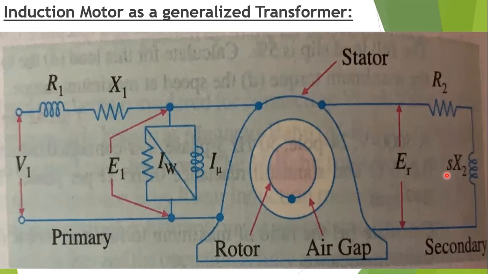So here S into X2. This is the ER, the secondary rotor voltage developed due to the magnetic linking of rotor and stator. The stator flux will be linking the rotor through the air gap, and the rotor is developing the EMF ER.